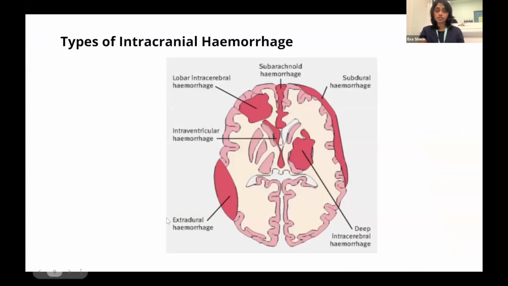So when we move on, this image shows more of the intracranial bleeds that we can normally see in a lot of patients, especially after trauma. So we've got your extradural, which is outside of your dura. Then you've got your subdural, which is inside of your dura but still outside of your arachnoid. And then you've got your subarachnoid bleeding over here. Then you've got your intracerebral bleeding, which is inside the parenchyma of the brain. And also you've got your intraventricular hemorrhage, which occupies the ventricles of the brain.